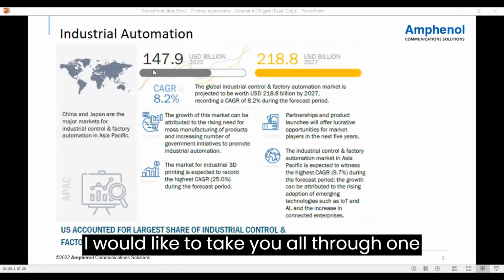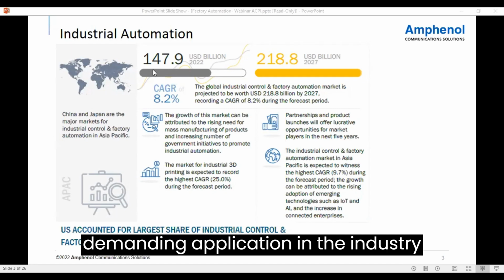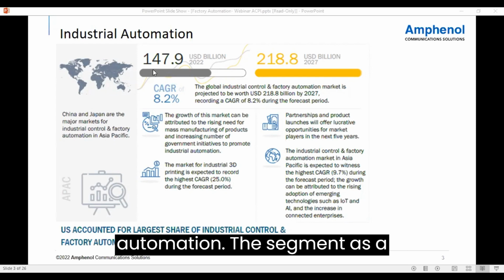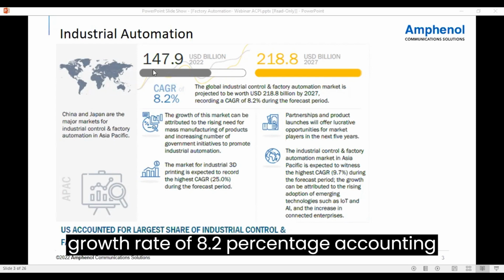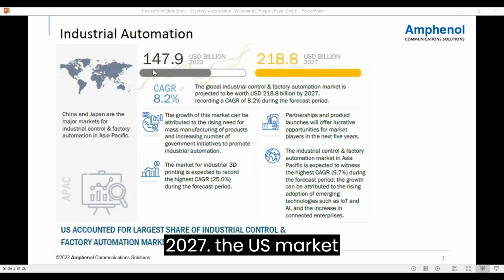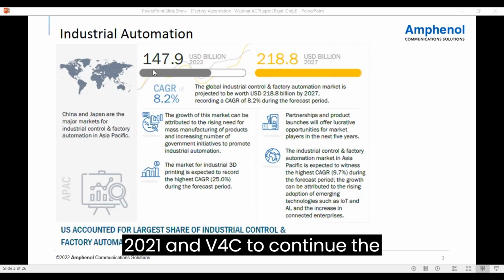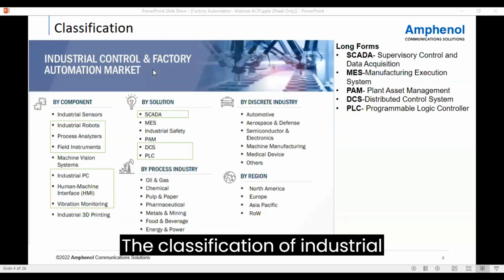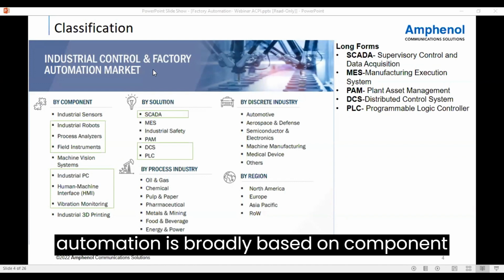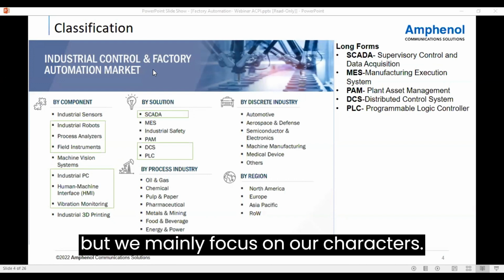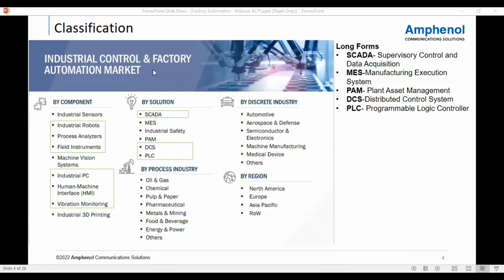I would like to take you all through one of the fastest growing and most demanding applications in the industry, called industrial automation or factory automation. The segment has a growth rate of 8.2%, accounting to $220 billion in 2027. The US market accounts for the largest share in 2021, and we foresee to continue the trend in coming years as well. The classification of industrial automation is broadly based on component level, solution, industry, and region. But we mainly focus on our connector segment, finding application in components and solution.